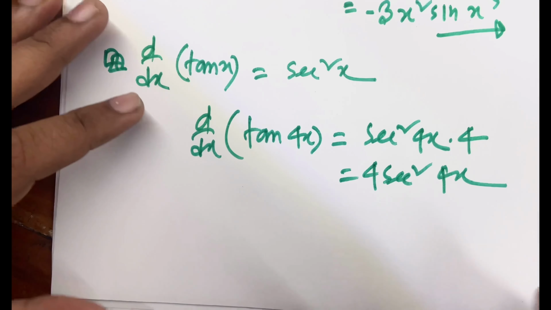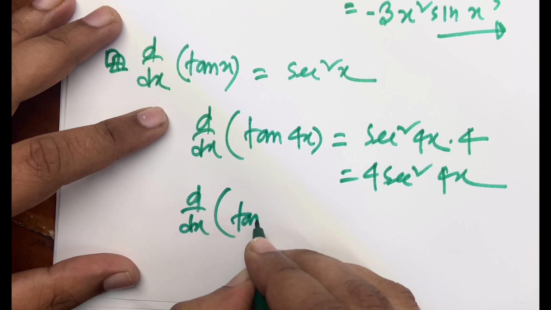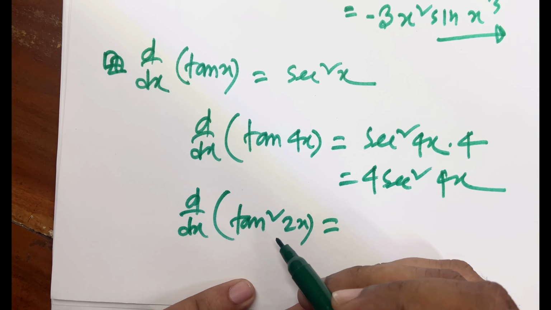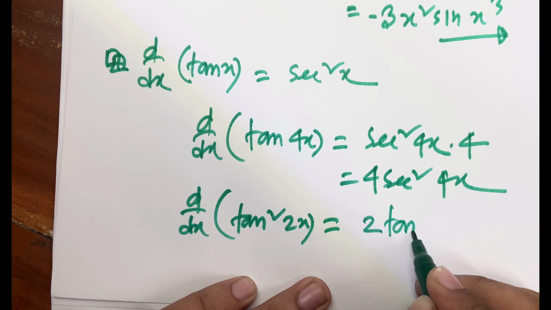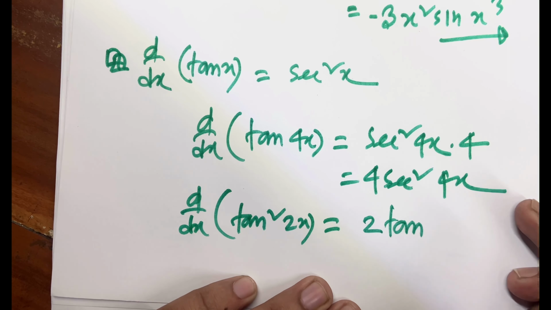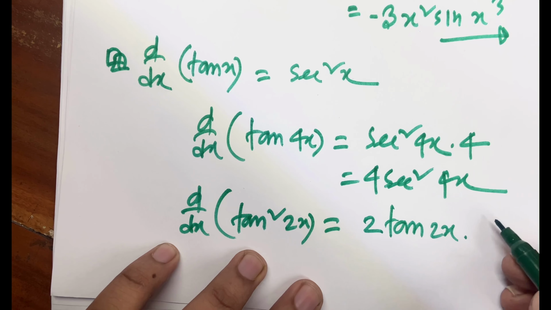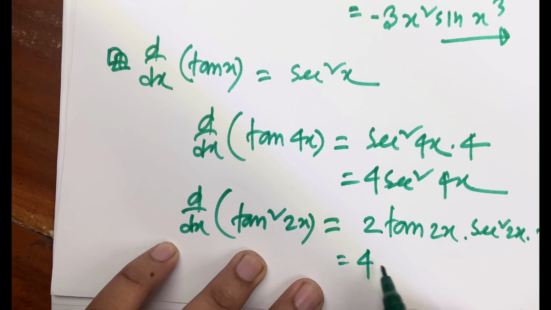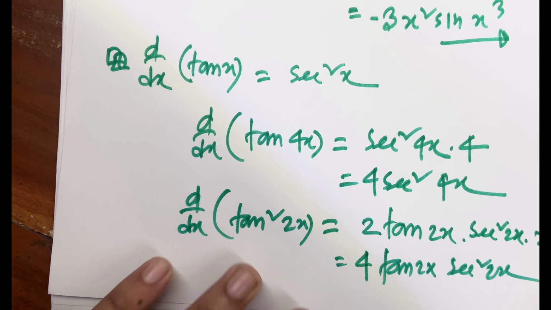Now I can say again d/dx of tan square 2x. So what is the value of this equation? So now you can think it is x to the power n, so you can say easily n x to the power n minus 1, 2 minus 1 is equal to 1, so 2 tan 2x, then again d/dx of tan 2x is equal to sec square 2x, and d/dx of 2x is equal to 2. Now you can say 4 tan 2x sec square 2x.